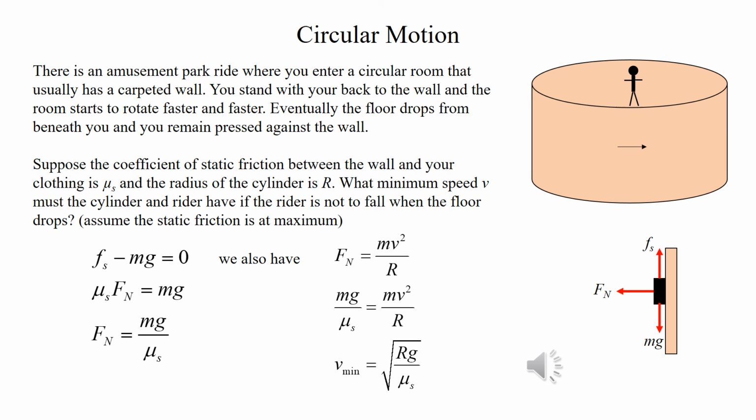Well, now we know that the normal force is also mv squared over r. So we have mg over mu sub s equals mv squared over r. Notice that the mass divides out, so it doesn't matter what our mass is. So we divide out the mass, and we solve for v, and we get v equals the square root of rg over mu sub s. So if we know the coefficient of static friction, we know the radius of the cylinder, g of course is the acceleration due to gravity, and now that gives us the minimum speed needed to keep us from sliding down and falling.